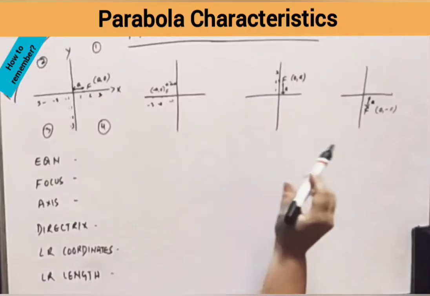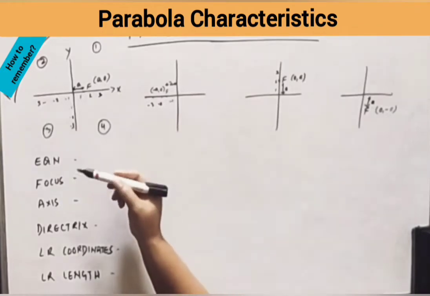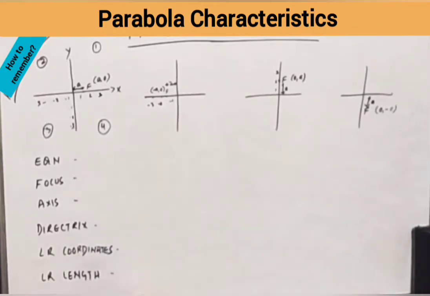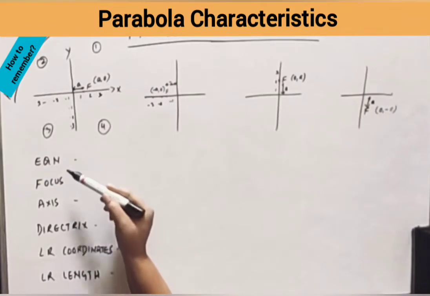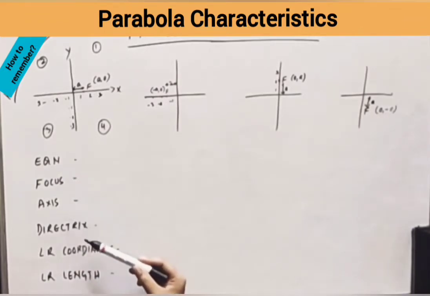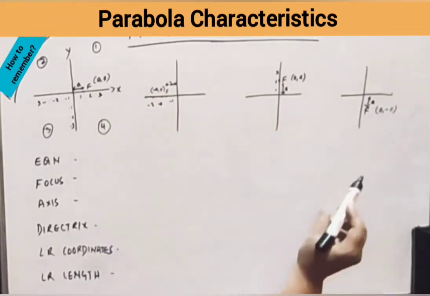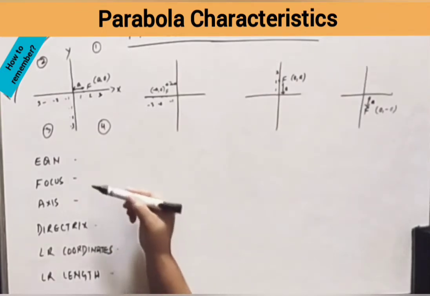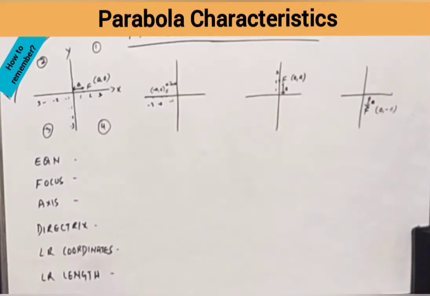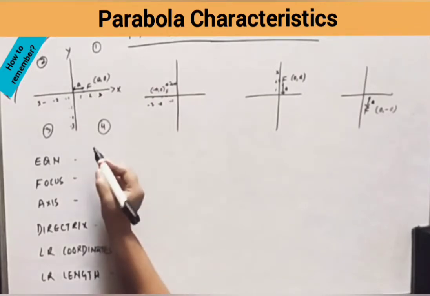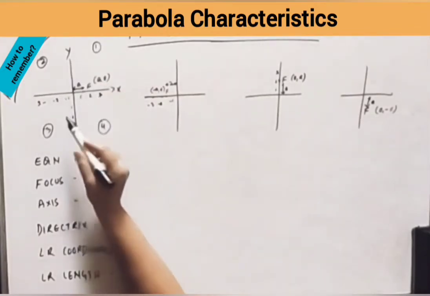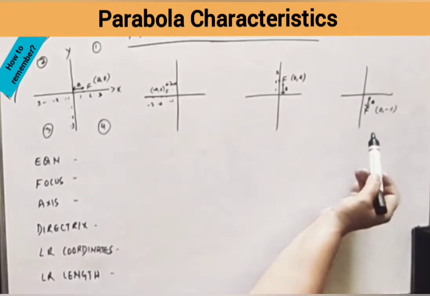We have four kinds of parabolas and we will have to determine all the characteristics of these parabolas. So we have multiple characteristics: the equation, focus, axis, directrix, latus rectum coordinates, latus rectum length. Let's figure out how to remember these characteristics and how to arrive at them. Because we have four kinds, it's difficult to remember all four equations and all four sets of characteristics. Let's find a shortcut. So let's plot four parabolas here.